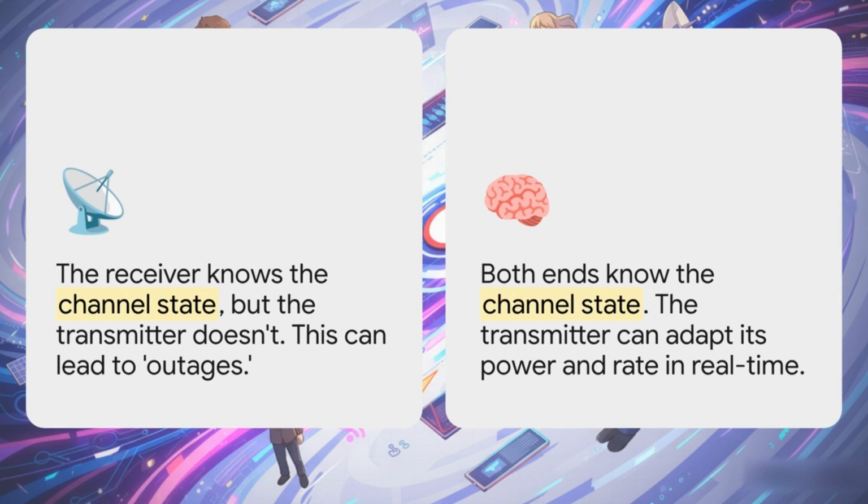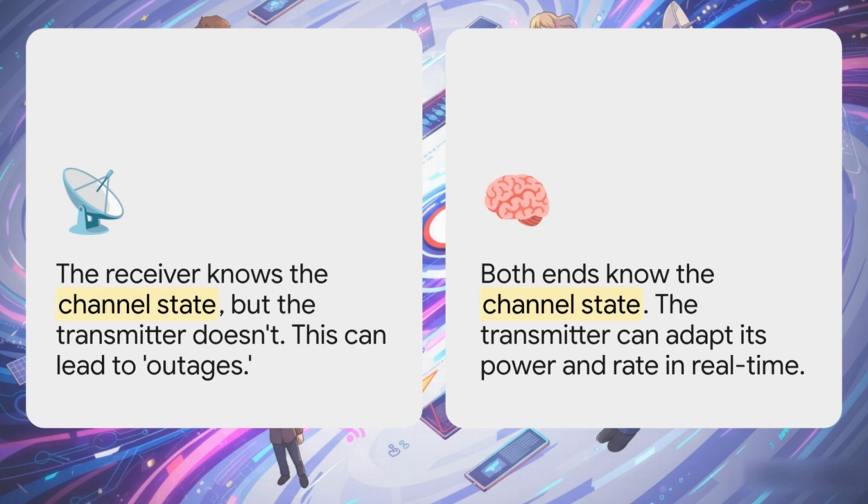Let's look at two scenarios. On the left, let's say only the receiver knows. The transmitter is just sending data blind. This is like shouting into a howling storm and just hoping the person on the other side hears you. The receiver can only tell you after the fact that they missed what you said. When that happens, when the data doesn't get through, we call it an outage. It's super inefficient.